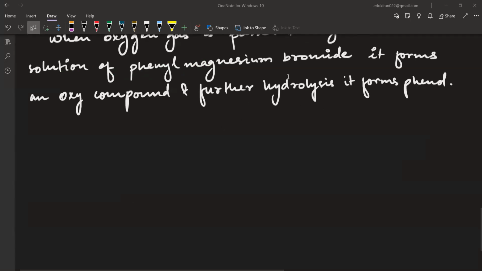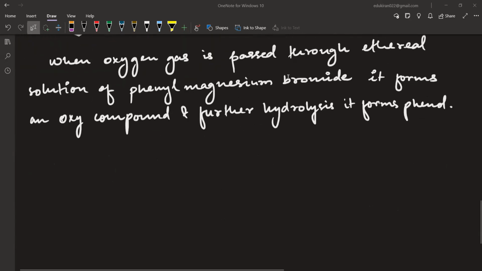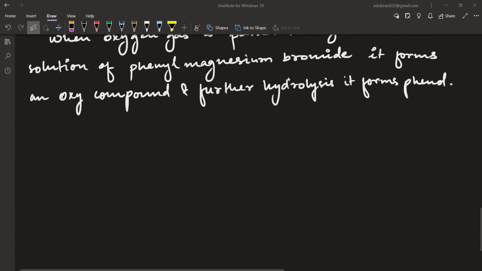Okay, right, next, Dow's process. Fifth one, Dow's process. Now this reaction, you have already seen this reaction in haloalkane and haloarene.